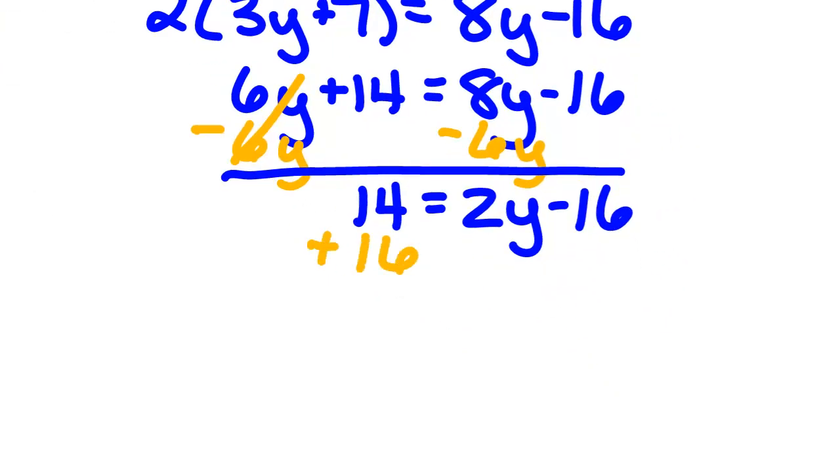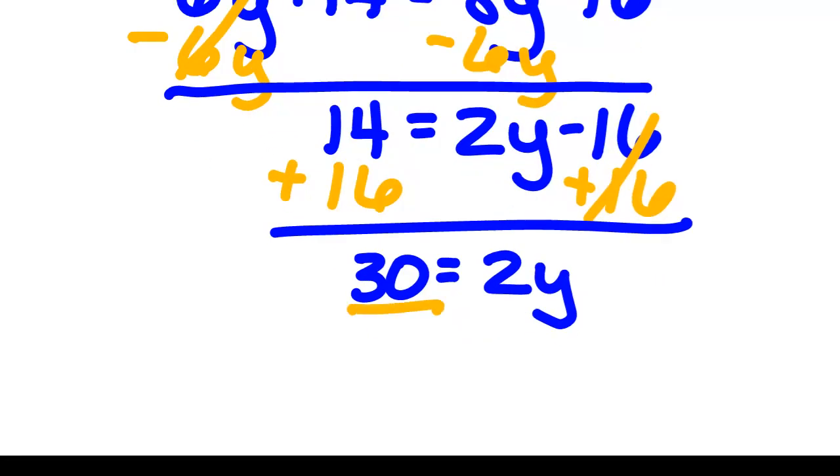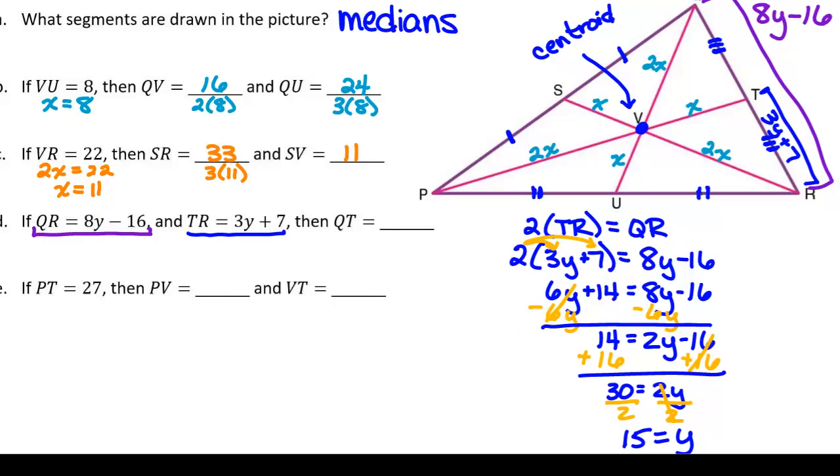I add 16 to both sides. I get that 30 is equal to 2y. So y is how big? Y is 15. Is that what I put on the line there?